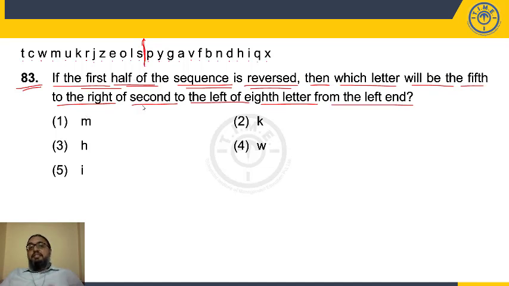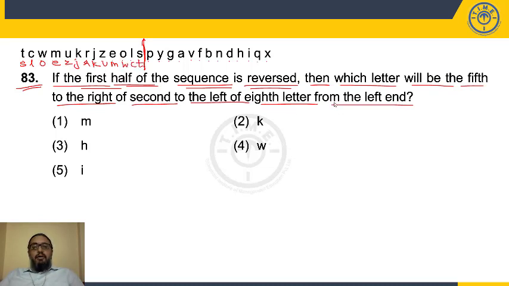Okay. Now he says if the first half is reversed. So if the first half is reversed, you simply have to write them in the reverse. Okay, so we have S, L, O, E, Z, J, R, K, U, M, W, C and T.